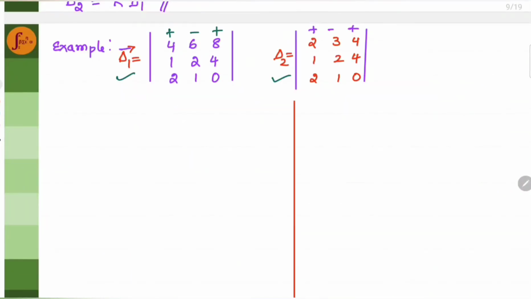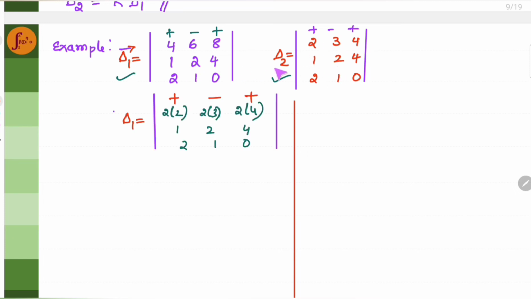Now let's take an example. We have two matrices here, this one and this one, right? Let's call the determinant for this matrix determinant 1 and the determinant for this matrix determinant 2. Now both the matrices are same, except that you can write the first row of this particular matrix as 2 into 2, which is 4, 2 into 3, which is 6, 2 into 4, which is 8, right? Now, based on the property, what should it be?